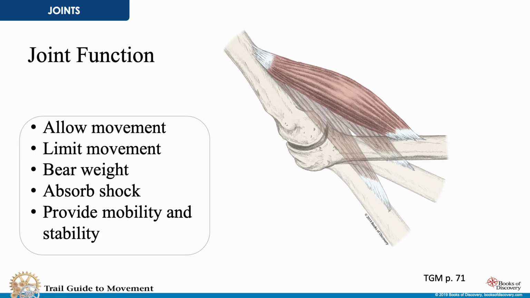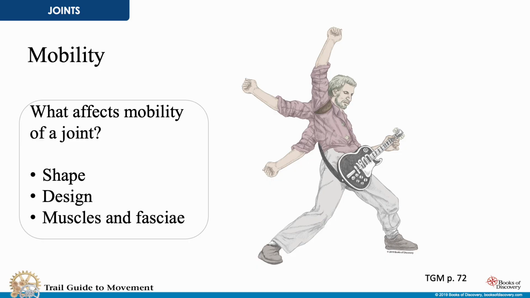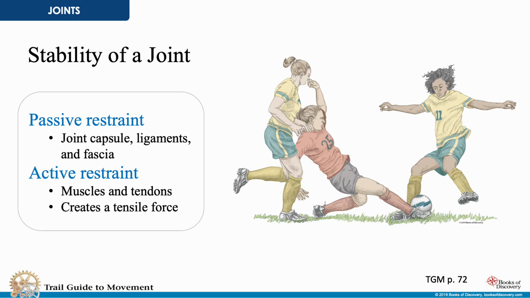Moving on to joint function, joints allow movement. They can limit movement, bear weight, absorb shock, and provide mobility and stability. What affects mobility of a joint? Shape, design, muscles, and fasciae. Stability of a joint relies on two things: passive restraint, which is the joint capsule, ligaments, and fasciae, and active restraint, muscles and tendons, which creates a tensile force.